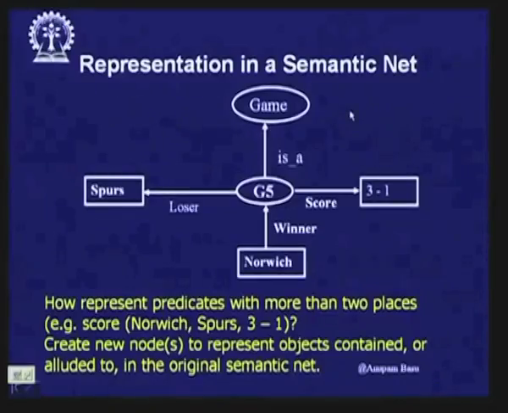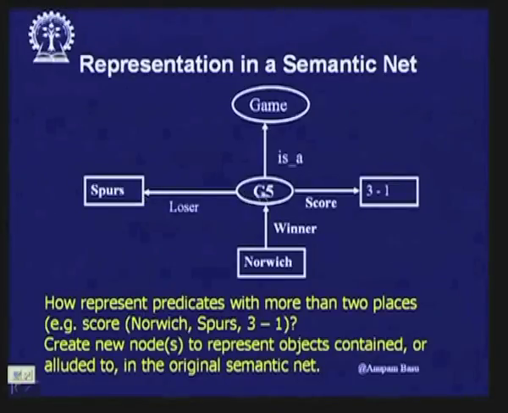Suppose there is a game being played between two teams, Norwich and Spars. Now, one team is a winner, another team is a loser. How do you represent the fact that Norwich defeated Spars? Say I just want to say Norwich was the winner and Spars is the loser. Then Norwich is the winner of what? Winner of a particular game which I have just named G5, and what is G5? G5 is a game, and any game will have a winner and a loser. So, Norwich is the winner and Spars is the loser.